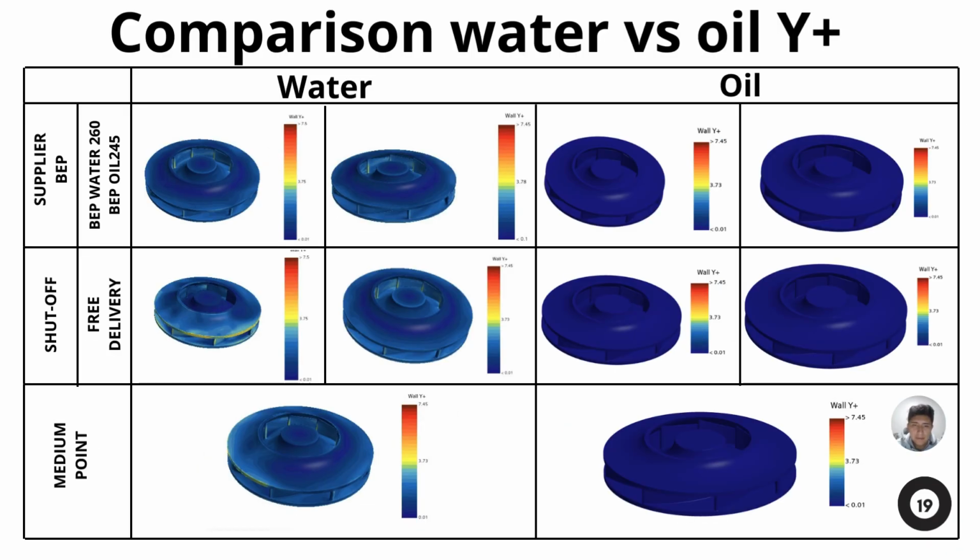In the comparison of water versus oil, we can see that the oil has lower values than the water. This is because the viscosity of the oil is higher than the water, and that's the main reason why the values are lower in the case of oil versus water.